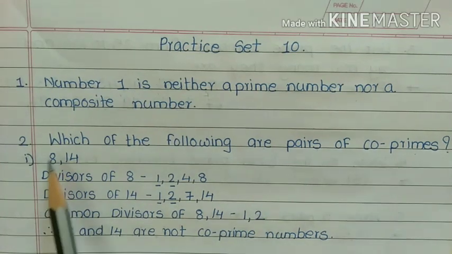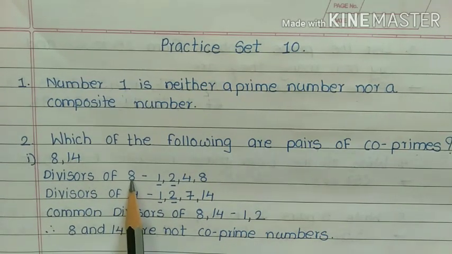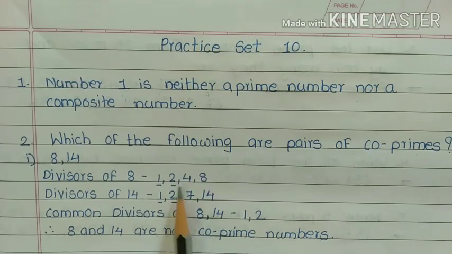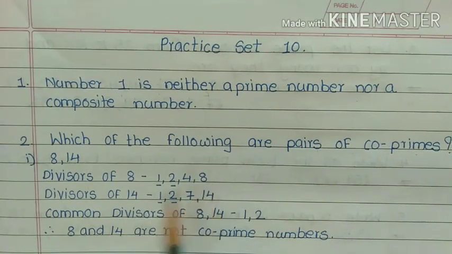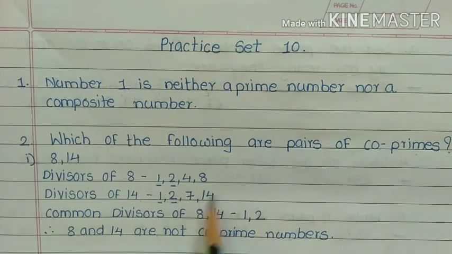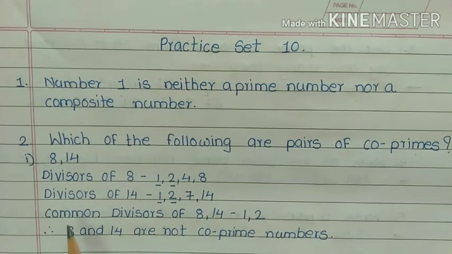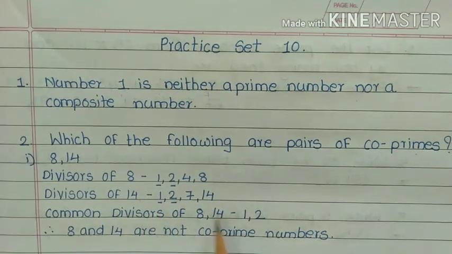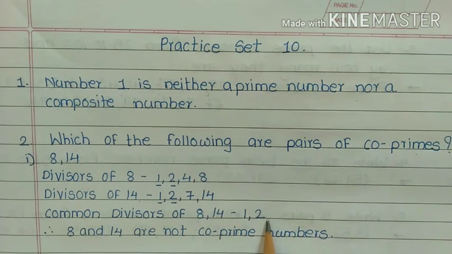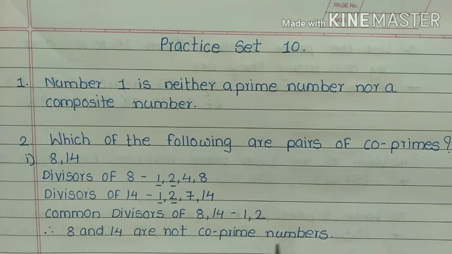Okay. 8 and 14. First step, write the divisors of the given numbers. Divisors of 8: 1, 2, 4 and 8. Divisors of 14: 1, 2, 7, 14. Underline the common divisors. Common divisors of 8 and 14 are 1 and 2. It is more than 1, so they are not co-prime numbers.